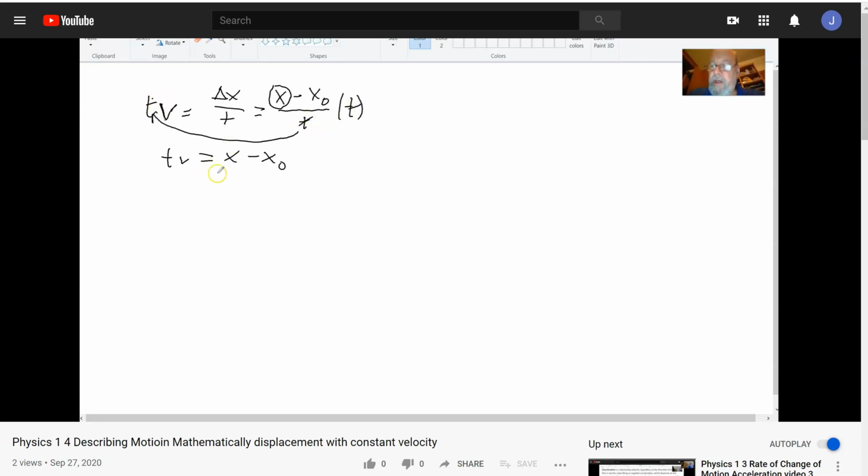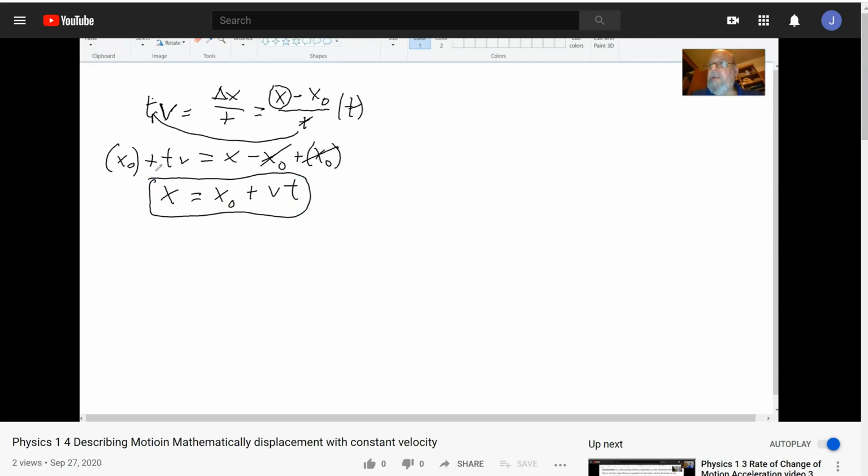Okay, the next thing I need to do if I want to get x by itself is add x0 to both sides of the equation. So I'm going to add x0 and add x0. Okay, and that leaves us with x equals x0 plus velocity times time. Okay, that's going to be our first equation, and this is what I want you to put on your worksheet.